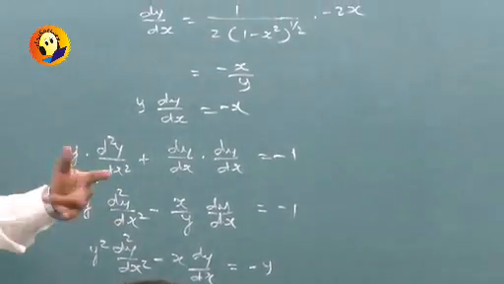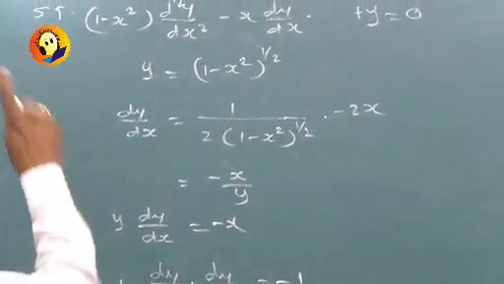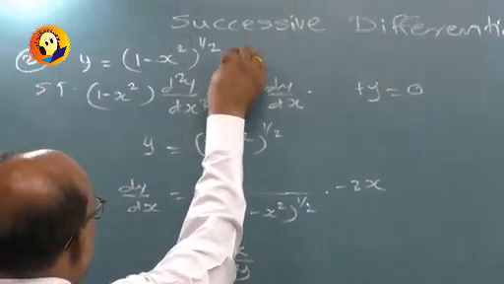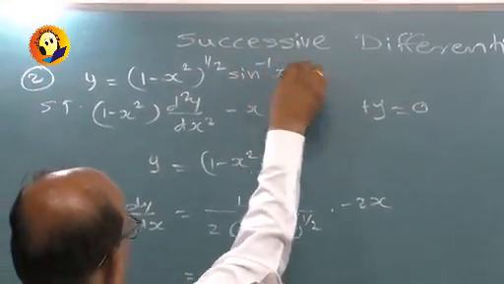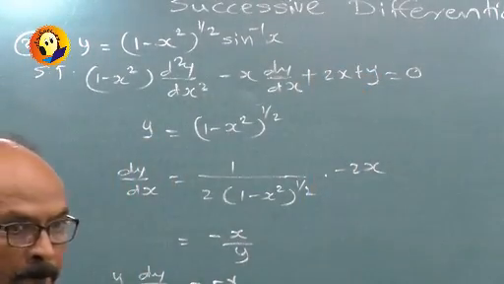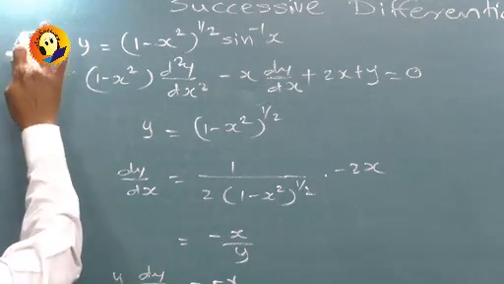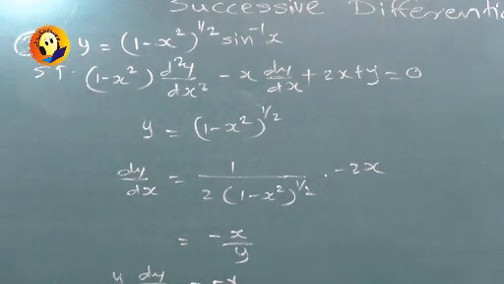He mixed up the two problems. The second problem is in the same way, and now it is sine inverse x, and then it comes with 2x plus y. And now I want you to solve this. It is just to be solved on the same lines.